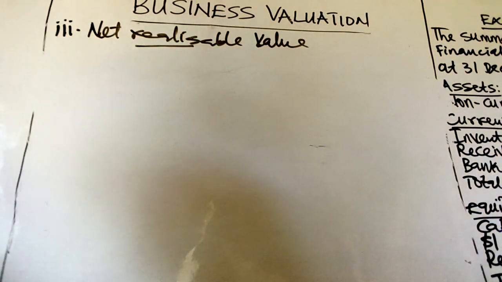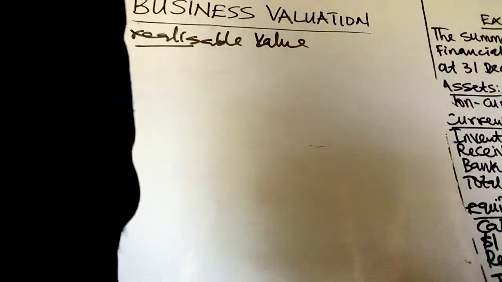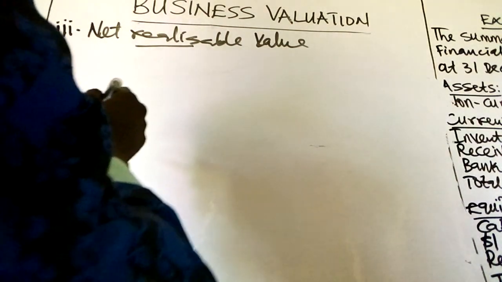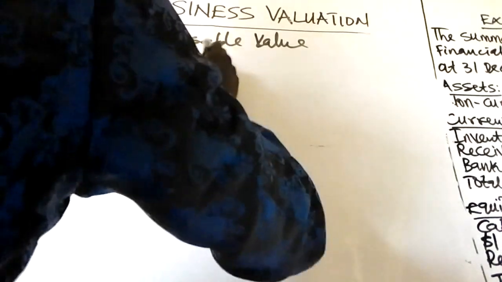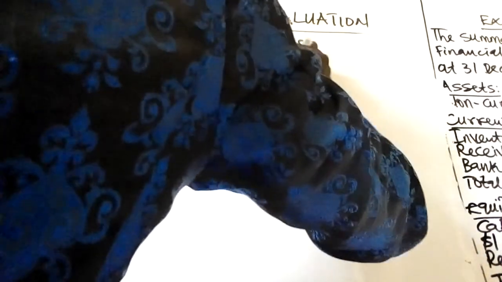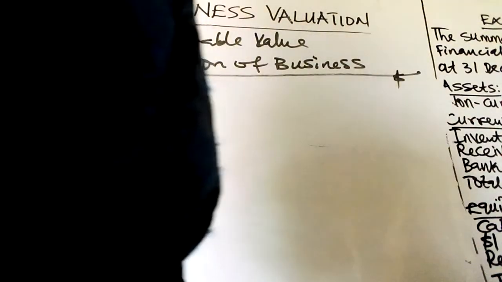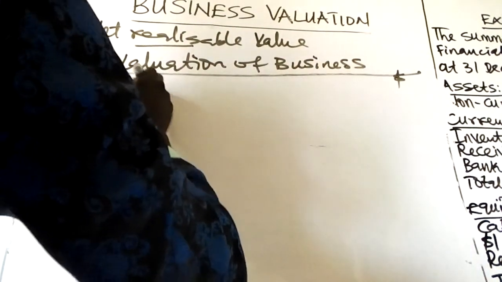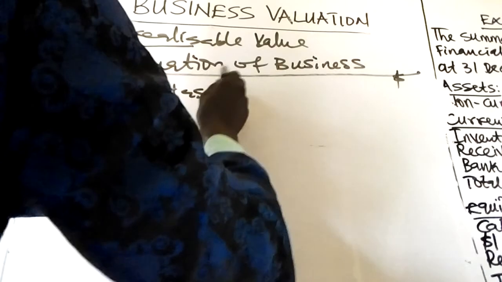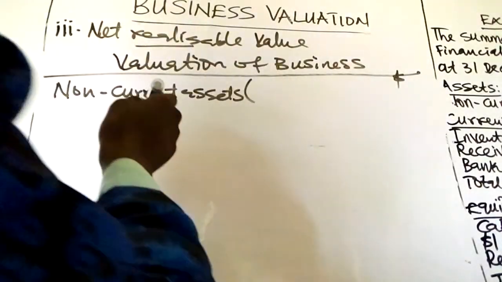So under the net realizable value method, valuation of business, you are going to start with non-current assets. You are going to use the market value.